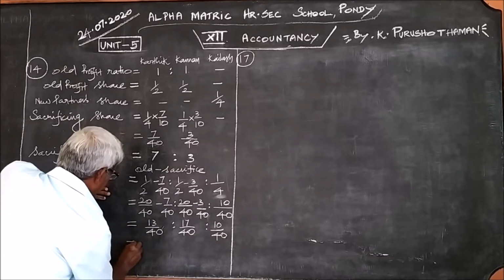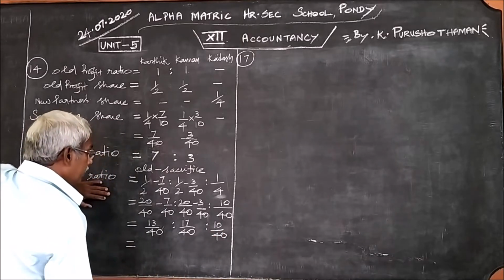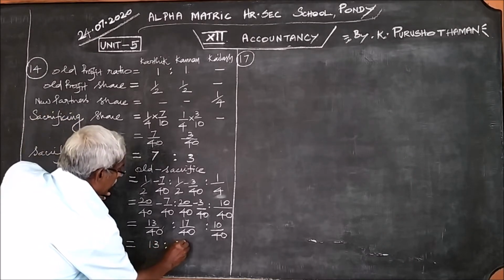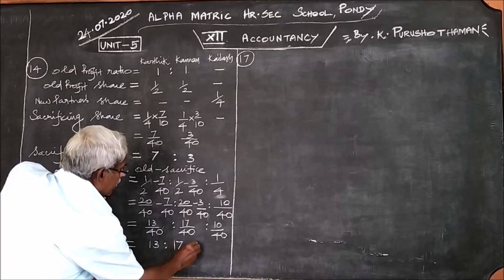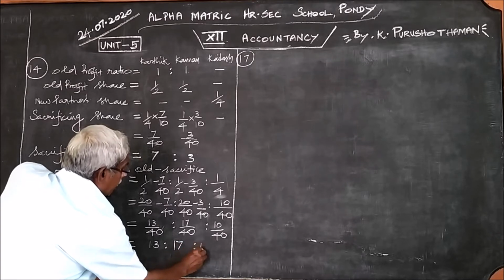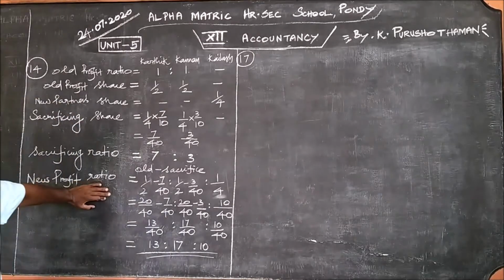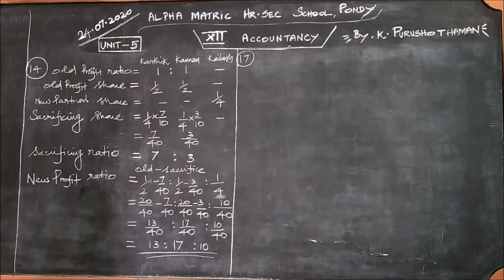Since the denominators are equal, we can write the numerators. 13 is to 17 is to 10. This is the new profit ratio for the problem number 14. 13 is to 17 is to 10.